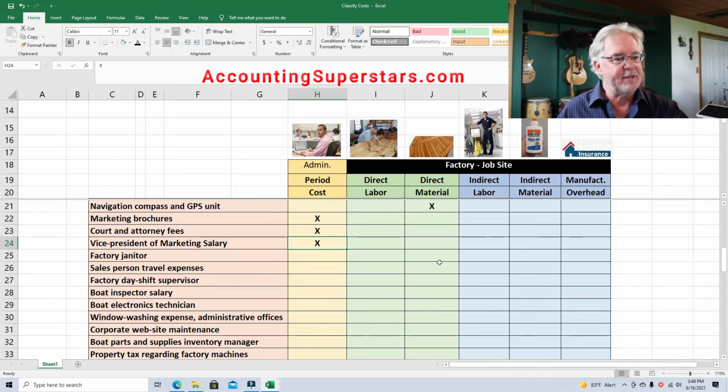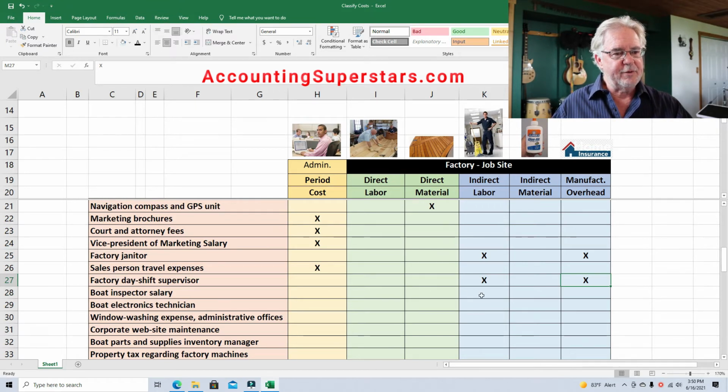Factory janitor. Well, that would be indirect labor. And we have to check off manufacturing overhead too, all right? Because it's the same thing. Indirect labor is the same thing as manufacturing overhead, but sometimes we distinguish it a little bit. One more time, indirect labor and indirect materials are part of manufacturing overhead. Salesperson travel expenses, that's a period cost. Factory day shift supervisor, that's indirect labor. And since it's indirect labor, it's also manufacturing overhead. You can use the words interchangeably.